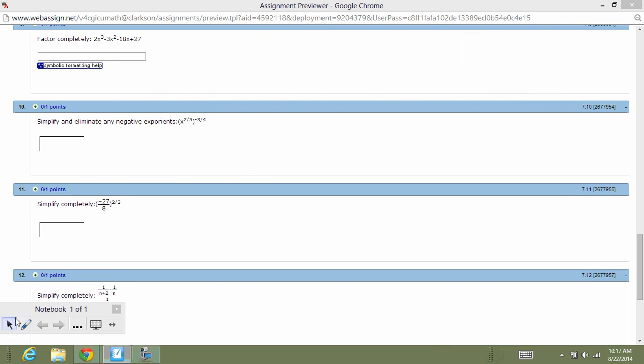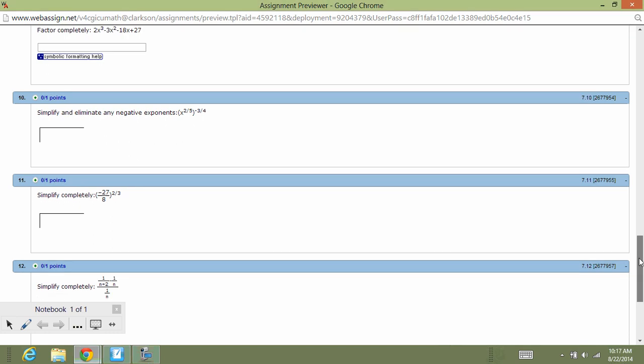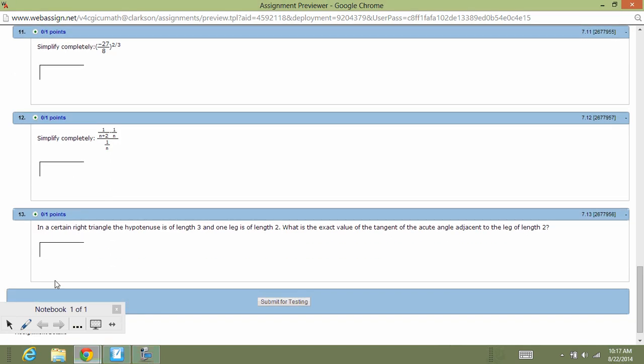Cleaning that up and now sliding up the page just a little bit more. Evaluating negative 27/8 to the 2/3 power.